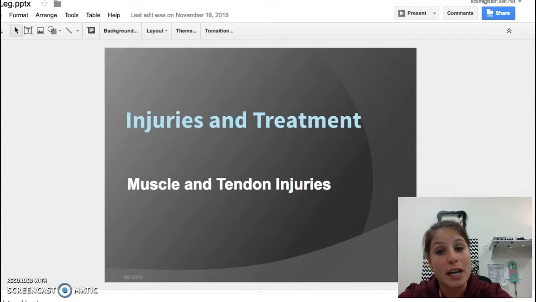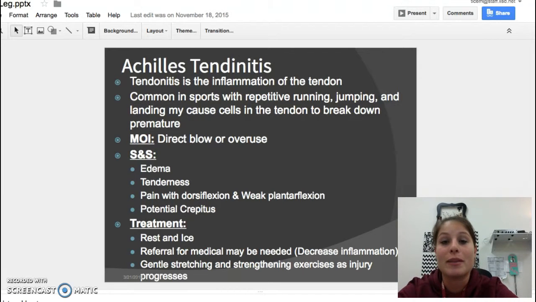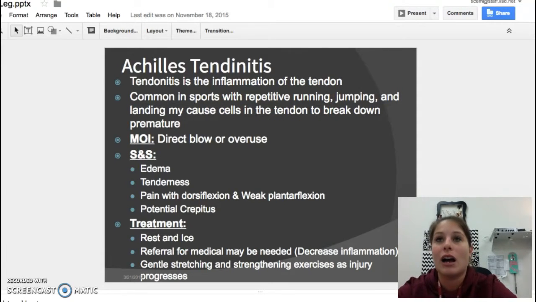So starting on our new types of injuries, we're dealing with the muscles and the tendons. Our first injury is Achilles tendonitis. Reminder, the Achilles tendon connects the gastrocnemius to the calcaneus. You're going to see this a lot in athletes that do a lot of repetitive running and jumping: track, cross country, basketball. We see this a lot because that tendon is constantly being stretched and contracted, and it just kind of can't keep up with everything.